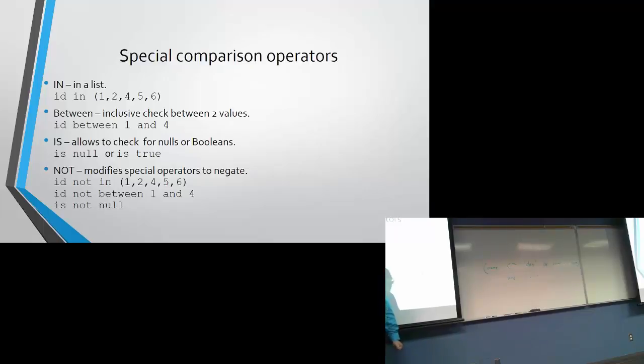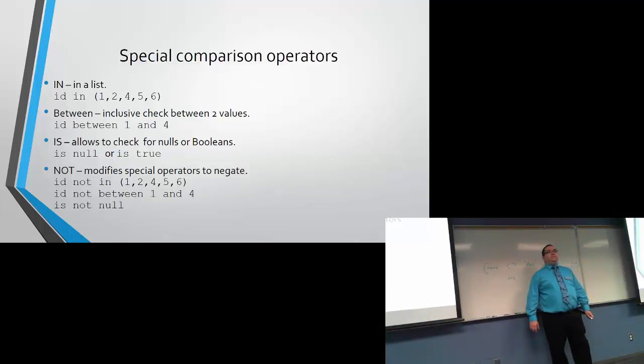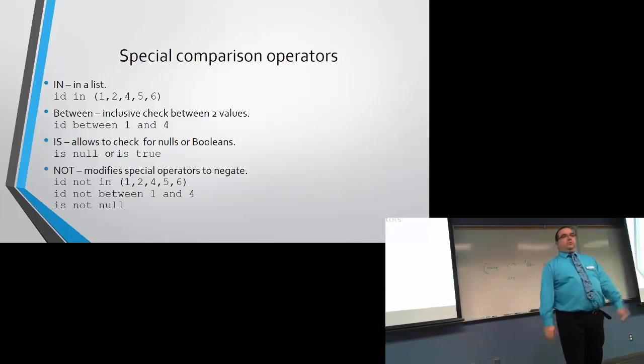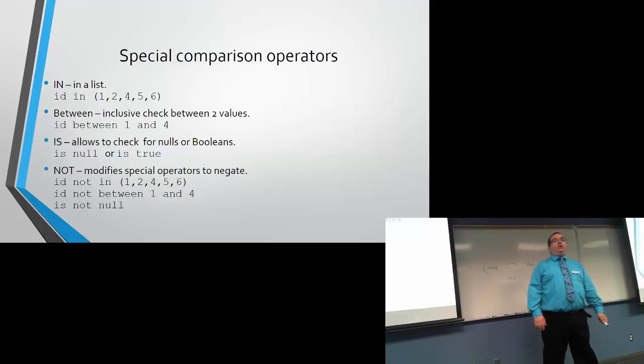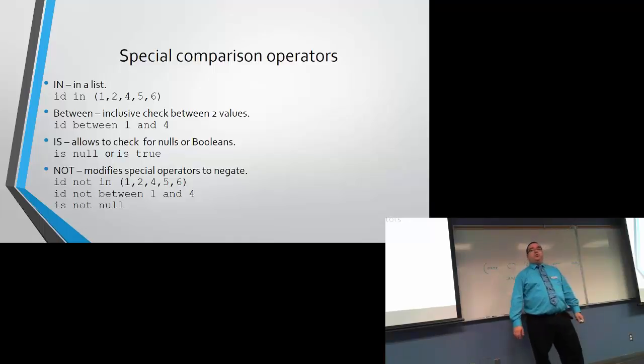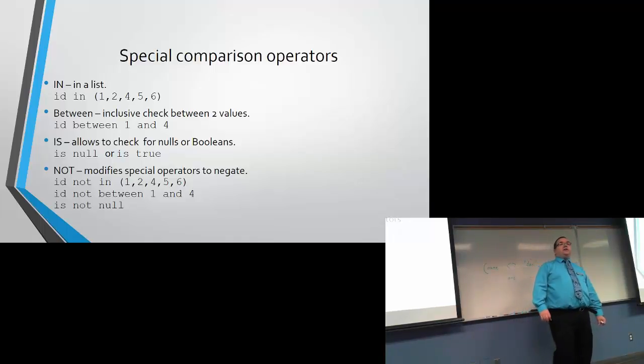All right, there's a few special comparisons. There's in. Did you guys learn about in? Yeah. All right, so in a list, commonly limited values. Did you guys learn about between? Yes. Okay, good. Man, that's going fast. Is null or is not null? Or is true? In other words, it's a case where equal doesn't really apply. Something can't be equal to true. Either it's true or it's not.